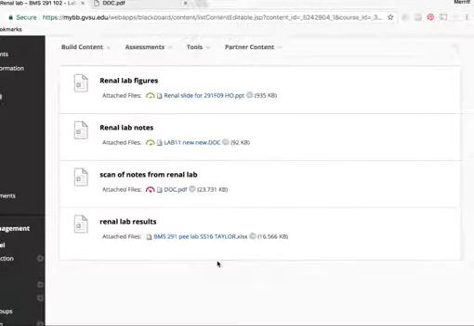Hi guys, I just wanted to give you a brief overview of some of the things for the renal slide. I know Dr. Pearl covered this with you guys, but there's a diagram that we have posted on Blackboard that I think is really useful. So that diagram's here, the scan of notes from the renal lab.